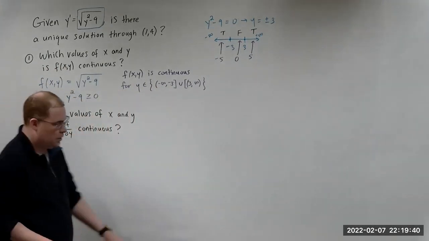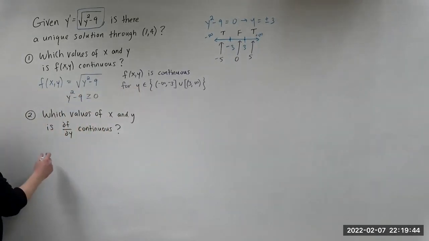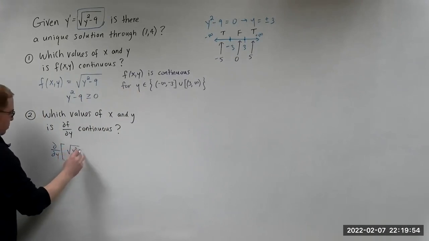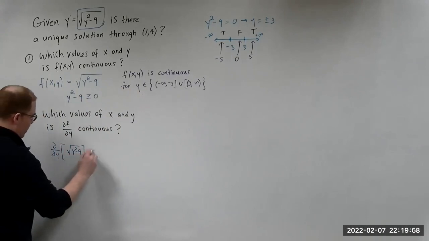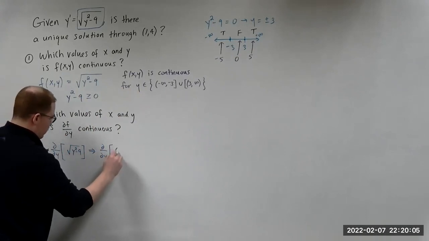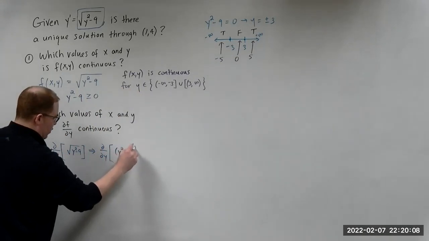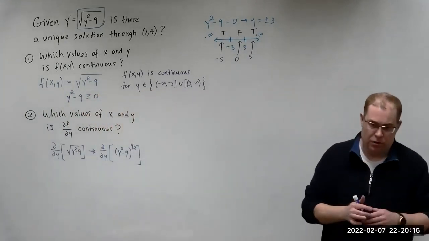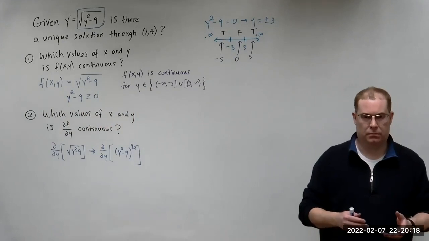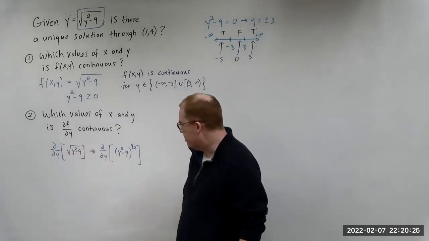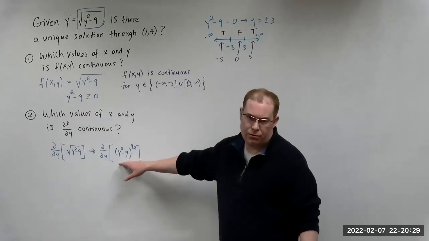The next thing is to look at the partial derivative of f with respect to y. So we're going to take the partial of the square root of y squared minus 9 with respect to y. That's the same as y squared minus 9 to the power of 1/2. When we take the partial derivative of a function with respect to y, we treat the other variables as constant. So if there was an x here, you would treat the x as a constant. But in this case, there is no x, so we're just taking the derivative of this with respect to y.